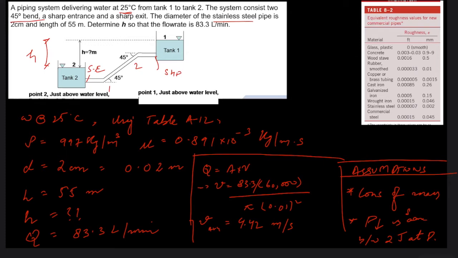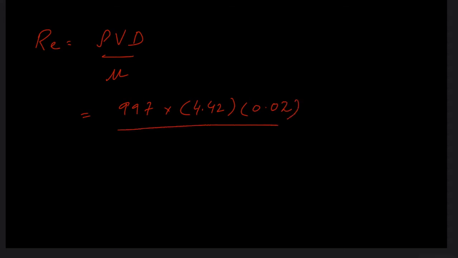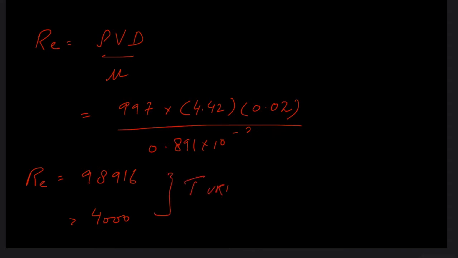Now let's calculate the Reynolds number. Reynolds number Re is equal to rho V d over mu. The density is 997 multiplied by 4.42, the velocity we have just calculated, multiplied by the pipe diameter 0.02, divided by the dynamic viscosity 0.891 into 10 exponent minus 3. My Reynolds number Re comes out to be 98916. This is definitely more than 4000, so my flow is turbulent.